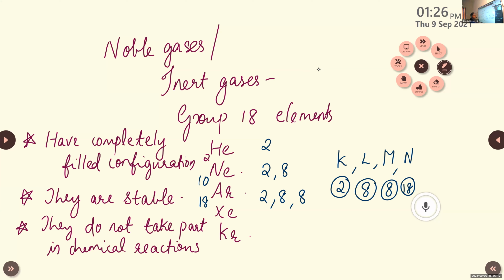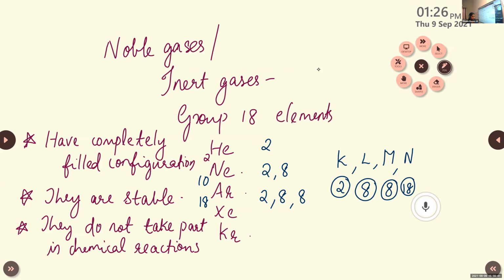So in the case of all noble gases, you have to remember they have a completely filled outermost shell or completely filled configuration. That means they are stable. They do not take part in chemical reactions. The main intention of elements to take part in chemical reactions is to attain stability. They are already stable, so they do not take part in chemical reactions. Clear, children? So that's about noble gases or inert gases.